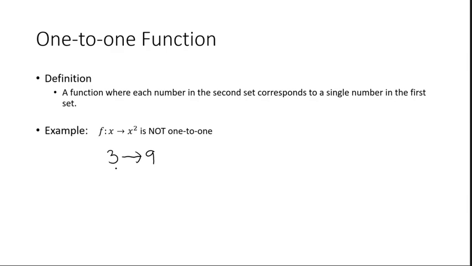So the 3 pairs up with the 9. This is your pre-image, 9 is your image. 3 is your x value, 9 is your y value. All right, so the 3 maps with the 9.